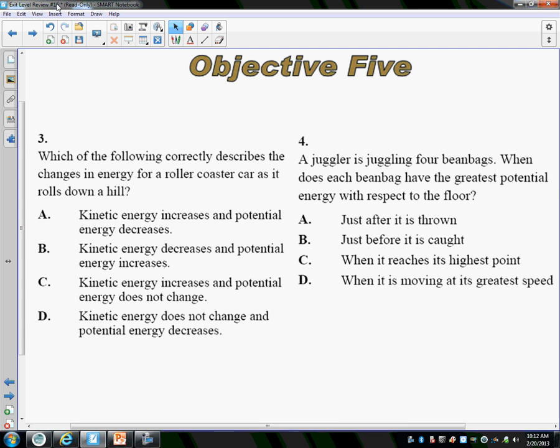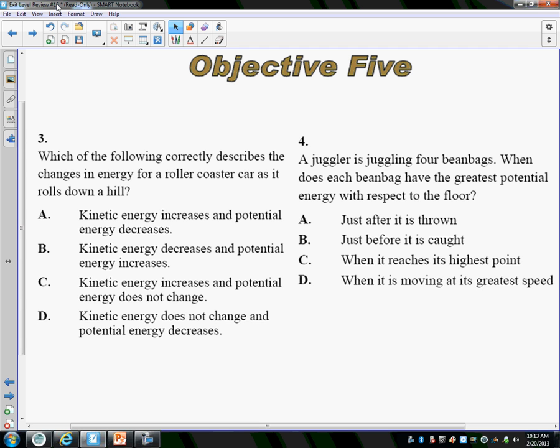Let's take a look at number 3 here. Which of the following correctly describes the changes in energy for a roller coaster car as it rolls down a hill? Now remember, there are two types of energy: kinetic energy and potential energy. Kinetic energy is the energy of movement. So if you've got kinetic energy, you're moving in some way, shape, or form. Potential energy is standing still. It's the stored energy.